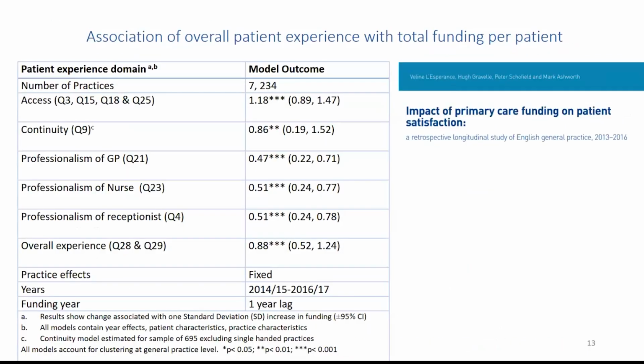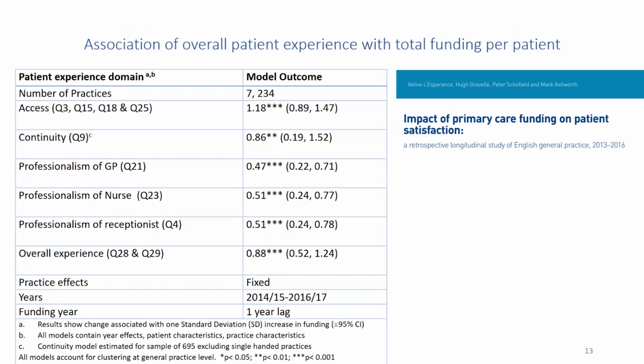So this table shows the association between practice funding per patient and the 6 different experience domains. So all models of funding were positively associated with patient experience, and the association was statistically significant. So the model implies that a one standard deviation increase in mean funding is associated with a 0.88% improvement in practice experience in the following year. This is also true for the current year as well. So the same is true for the same year and also for the year after.